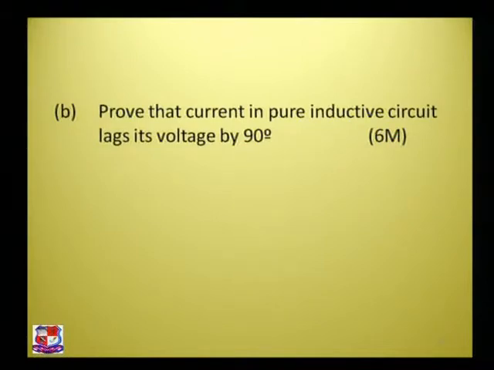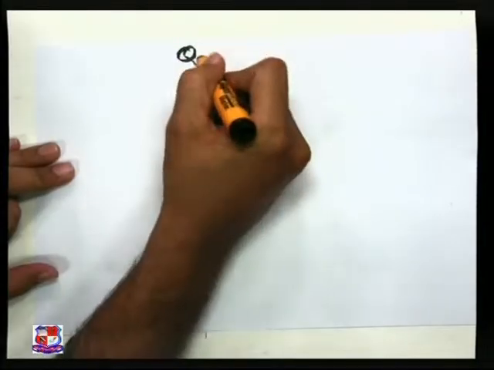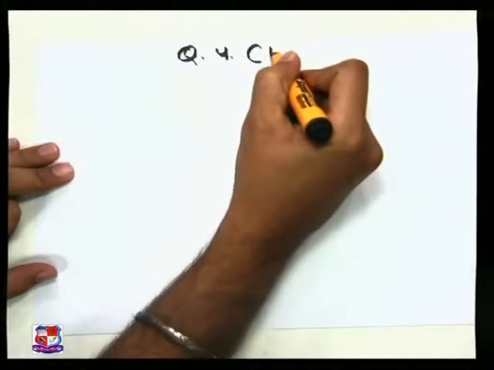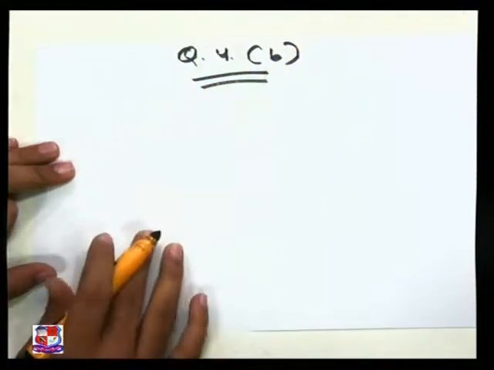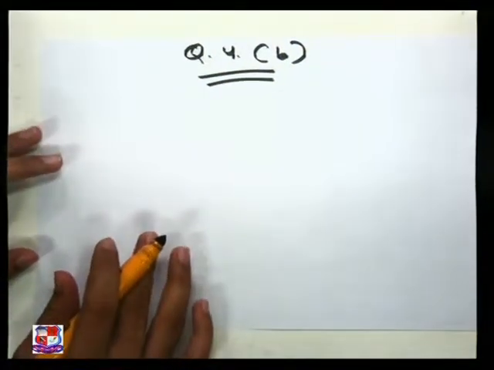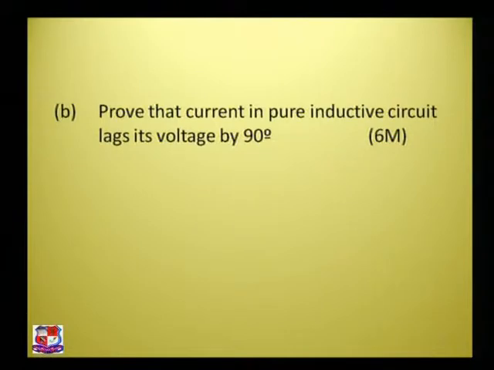So what do you mean by pure inductive circuit? This is question 4b. It is asked to us: current in a pure inductive circuit lags its voltage by 90 degrees. So first of all, we should know what a pure inductive circuit is. A pure inductive circuit means it does not have any resistance, so it will be purely inductive in nature, right?